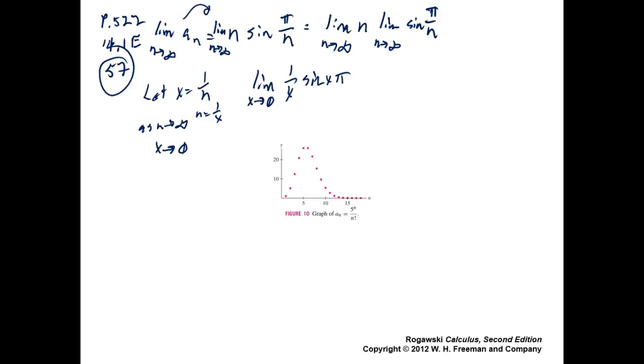Now, if you remember back from Cal 1, or somewhere back in the long time passing, that the limit as x approaches 0 of sine x over x was 1. Do you remember that? Okay.